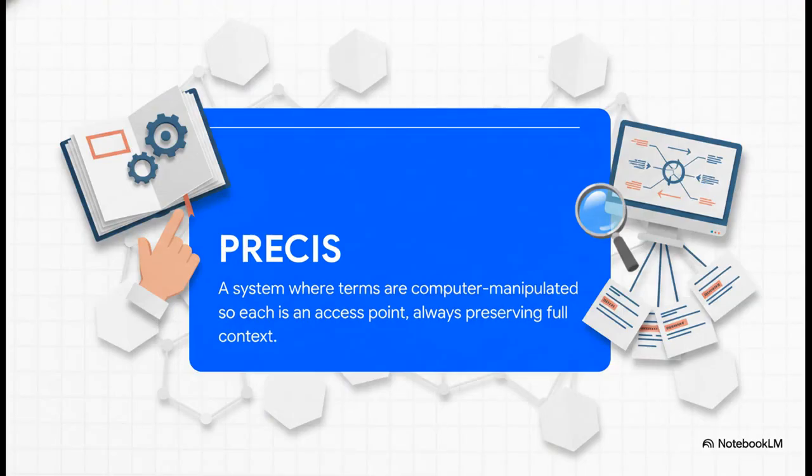At its heart, PRECIS is all about teamwork. You've got the human indexer doing the intellectual heavy lifting, really analyzing the subject of a document. Then they hand it off to the computer, which does the grunt work of generating tons of comprehensive index entries. And the number one rule? The full meaning of the subject has to stay intact, no matter which keyword a user starts their search with.